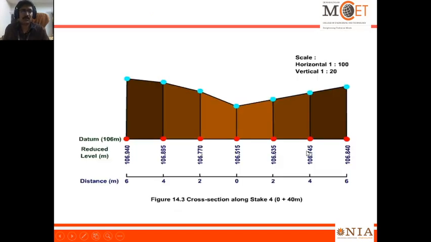So this is the cross section. This is the center line, center point 0, left 2 meter, 4 meter, 6 meter. Similarly 2 meter, 4 meter, 6 meter. A cross sectional profile of the particular road or canal or railway track to be laid, right. So it was plotted. Here also the common datum was maintained. Above that we try to plot with respect to the scale, right. This is the cross section along stack 4, right.